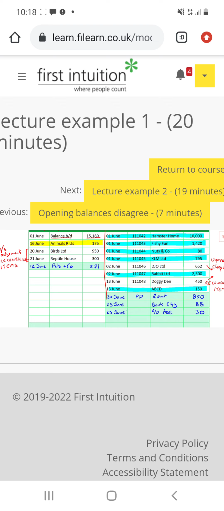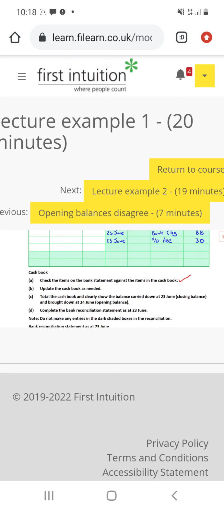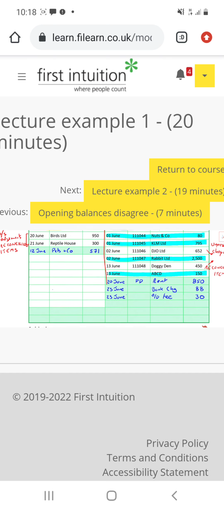So we've done all our ticking off, we've identified that, and that's now allowed us to actually update the cash book for any items that have gone through the bank that we hadn't picked up. So we have now essentially done part B and we've updated the cash book. Part C then is to go through, total the cash book and clearly show all the balances brought down and all the balances carried down.